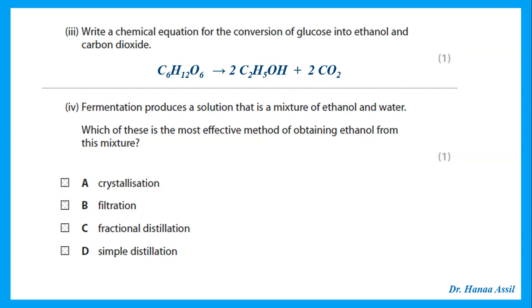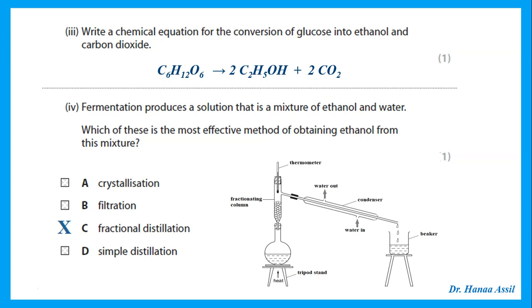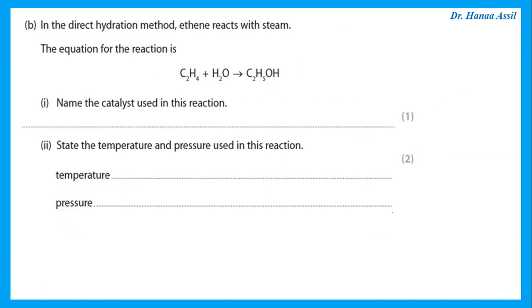Fermentation produces a solution that is a mixture of ethanol and water. Which of these is the most effective method of obtaining ethanol from a mixture of ethanol and water? Remember, ethanol and water is a mixture of liquids. How do we separate a mixture of liquids? We use fractional distillation, not simple. Remember, we use simple distillation if I have just a solution and I want the water. But if I have a mixture of liquids, then we separate them using fractional distillation.